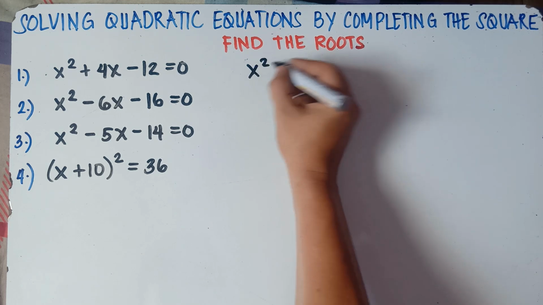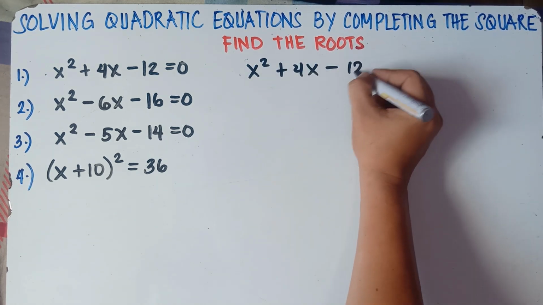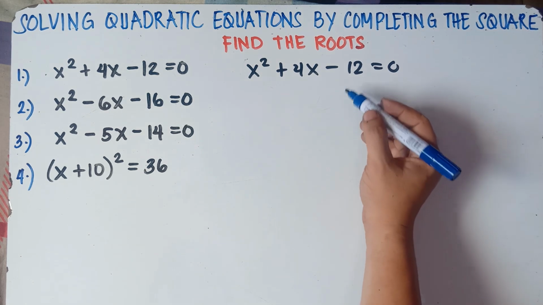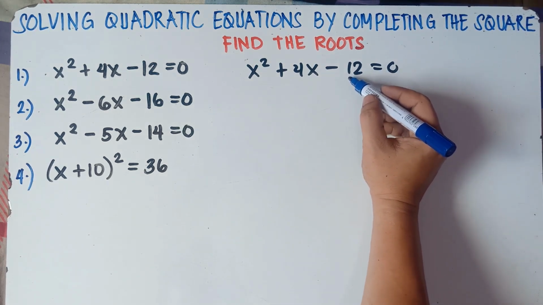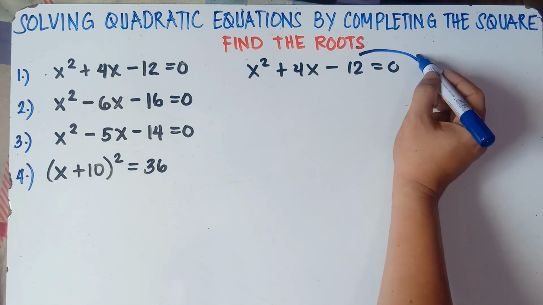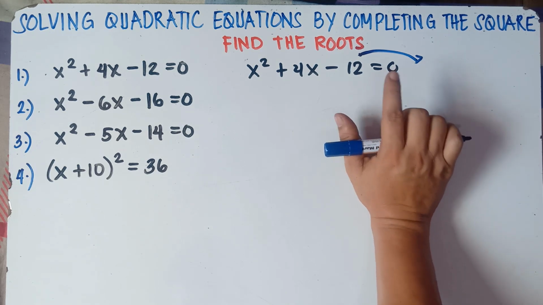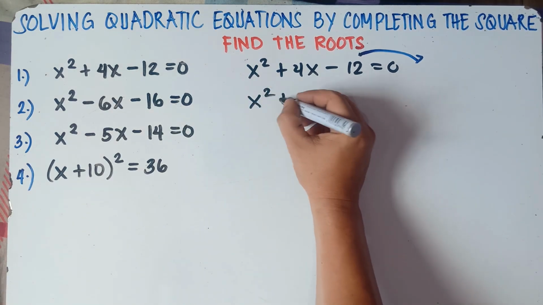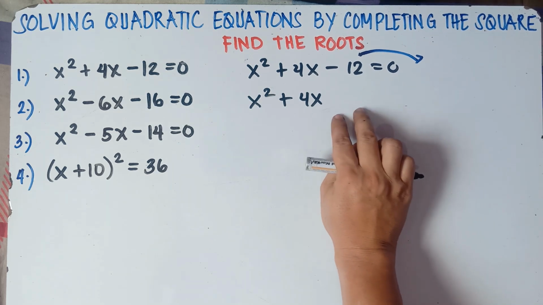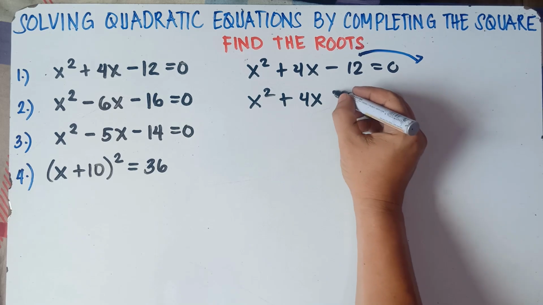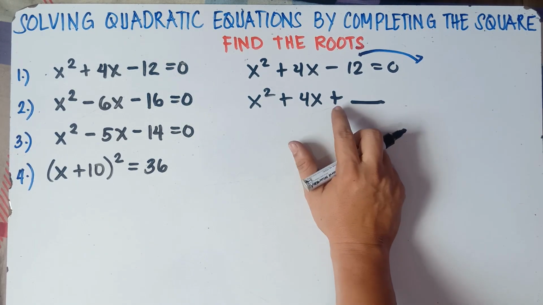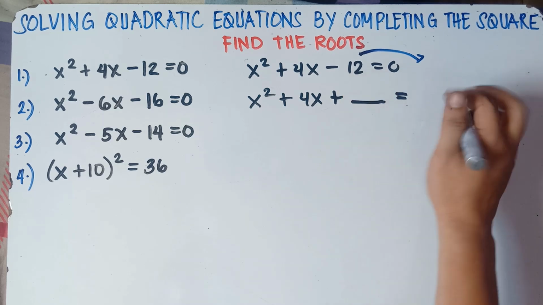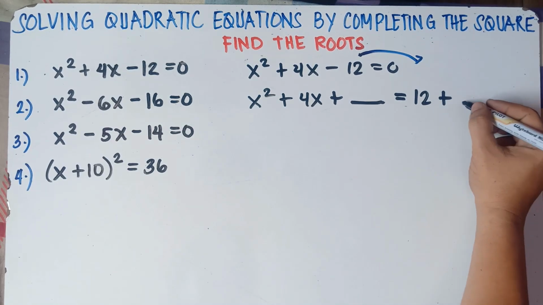Let me copy the equation. We have x squared plus 4x minus 12 equals 0. Now the first step, class, is that we need to transpose this constant from left to right. We transpose this negative 12 from left to right. Once we transfer a term across the equal sign, you always change the sign. So, once again, copy x squared, and then copy plus 4x. Then you put a space because we need to add a new constant. Plus another new constant. Once again, class, it's always plus the new constant. Equals, we transpose 12 from left to right, this is negative, it will be positive 12 plus another new constant.